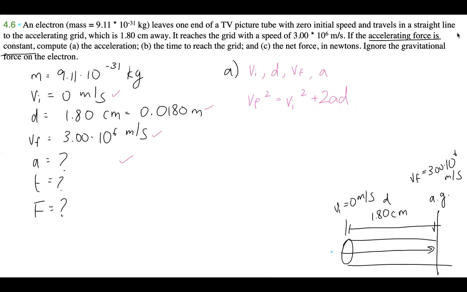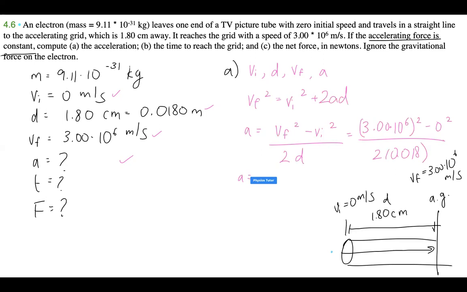And we want acceleration, so we're going to isolate for that. It's going to be VF squared minus VI squared over 2D. And if we plug in all of our values, I get 3.00 times 10 to the 6, squared, minus 0 squared, over 2 times 0.018. Okay, acceleration, that means is, and I'm just going to plug this into my calculator.